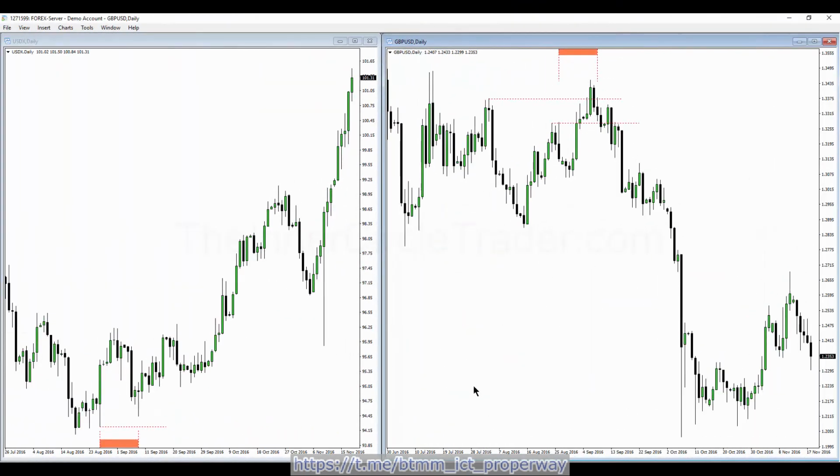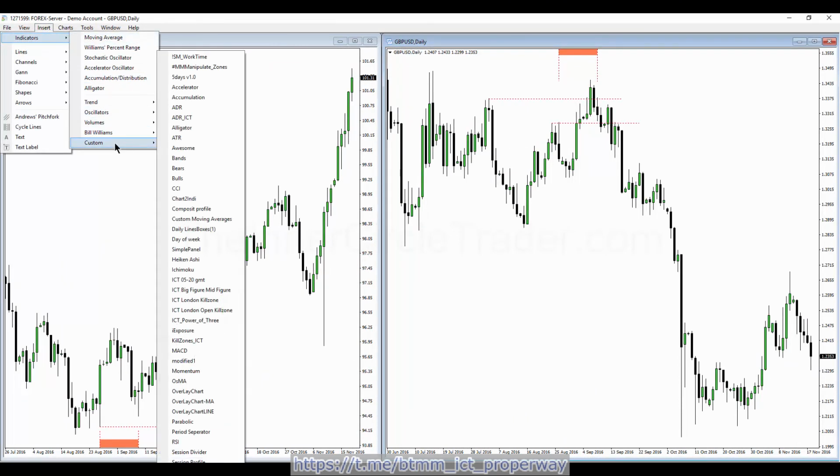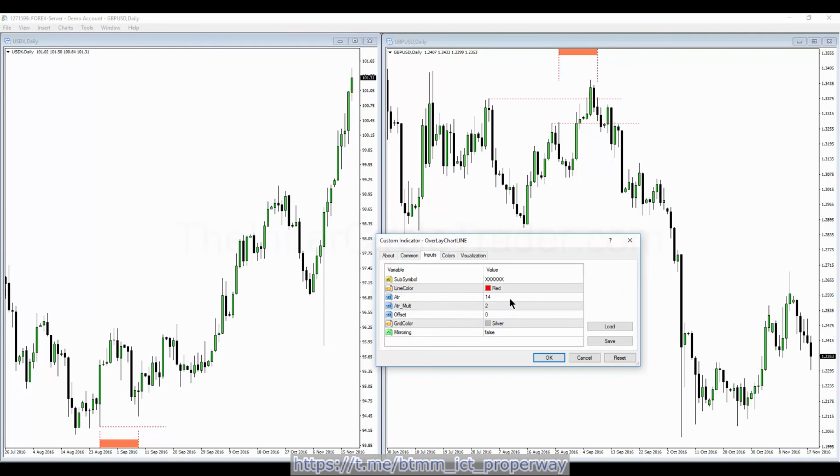Okay, here we are back, rebooted, and you would just go up into Insert, go down to Indicators, and go to Custom, and scroll down to Overlay Chart Line. Click on that. Where it says all these double X's, double click on that, and what you're going to be doing is changing that to whatever pair or the dollar index you want to use. Okay, and I'll show you what I mean by that.